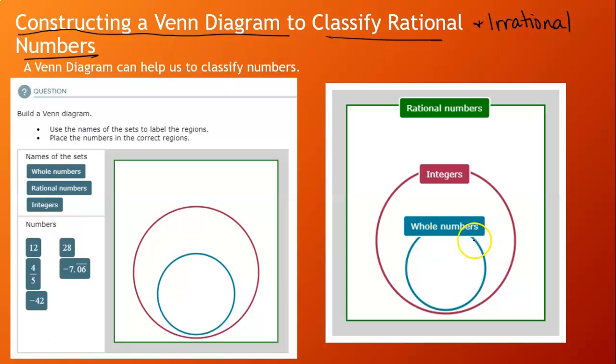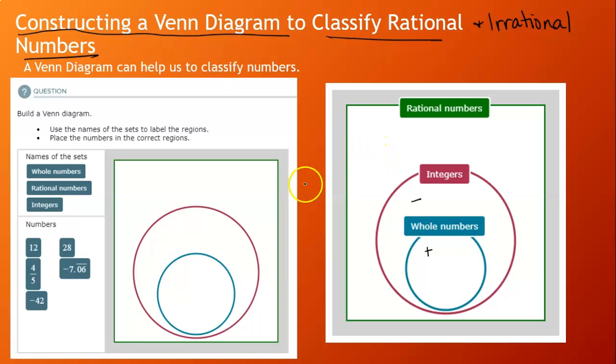The whole numbers are our smallest set. They are only the positive whole numbers. Integers include the whole numbers. So they're the positive whole numbers, but integers are also the negative whole numbers as well. And then both of these things are special types of rational numbers. Rational numbers out here would be things like fractions, decimals, anything that can be written as a fraction but isn't an integer or a whole number.